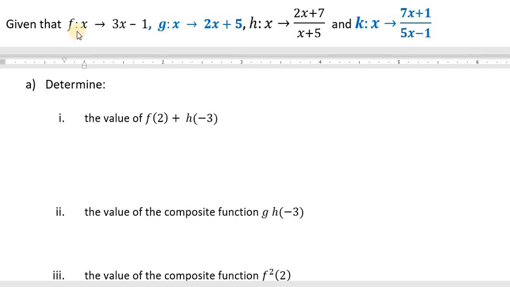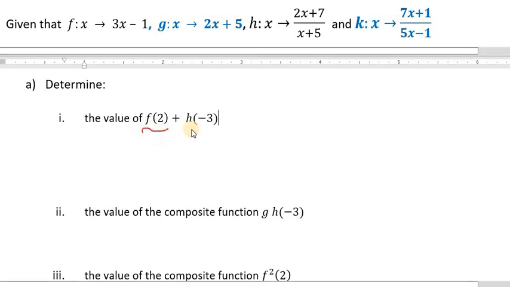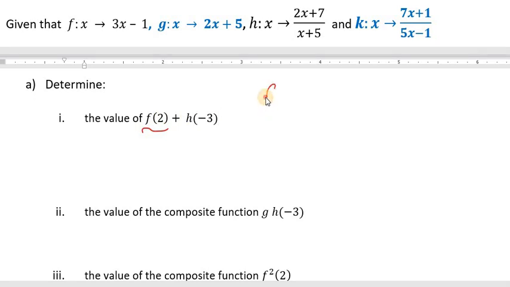And so we're given four functions: f, g, h, and k. Let's look at the first part. We're asked to find the value of f of 2 plus h of negative 3. So we want to work out h of negative 3 as well as f of 2. Let's do the first one, f of 2.